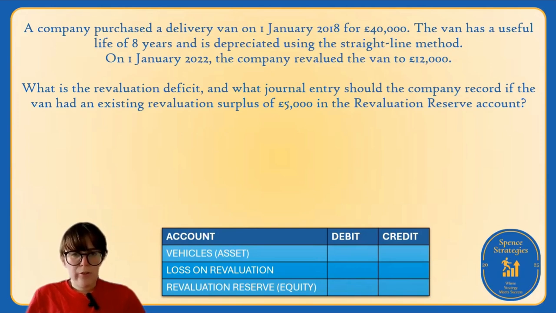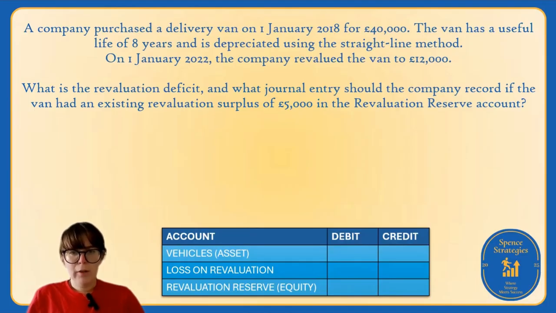So another question based on IAS 16 surrounding property, plant and equipment. This time a company has purchased a delivery van on the 1st of January 2018 for £40,000. The van has a useful life of 8 years and it is depreciated using the straight line method of depreciation.